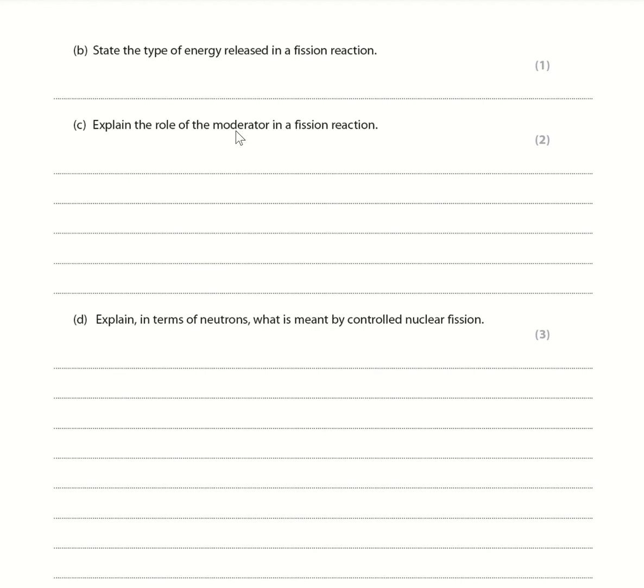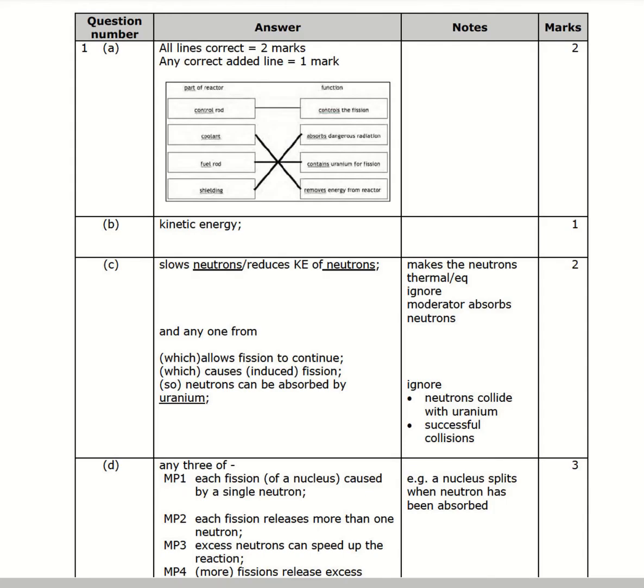Explain the role of the moderator in a fission reaction. It slows neutrons and reduces kinetic energy KE of the neutrons. And any one from, so there are 2 marks, which allows fission to continue, which causes induced fission, and so neutrons can be absorbed by uranium.